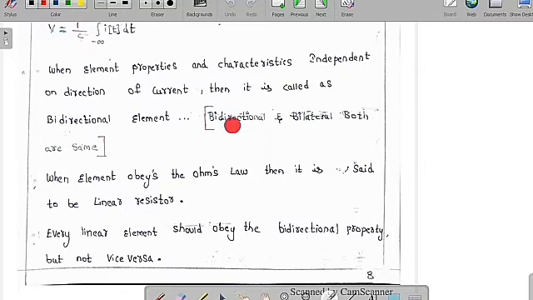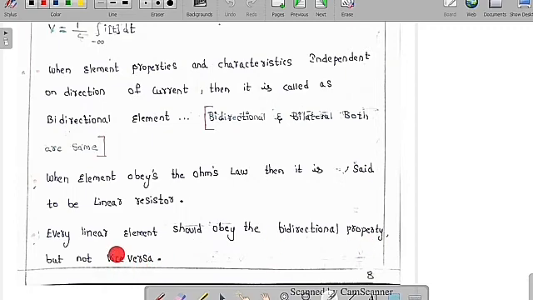It indicates that if you change the polarity of either the current or voltage, but the impedance of the circuit remains the same, then we say that the element is bidirectional or bilateral. When an element obeys Ohm's law, it is said to be a linear resistor. Any resistor which obeys Ohm's law, we call a linear resistor. Every linear element should obey the bidirectional property, but not vice versa.